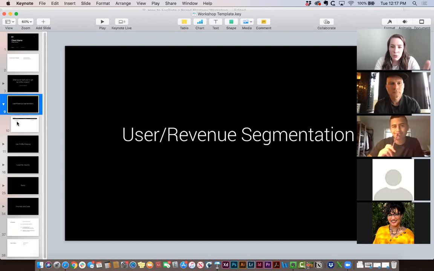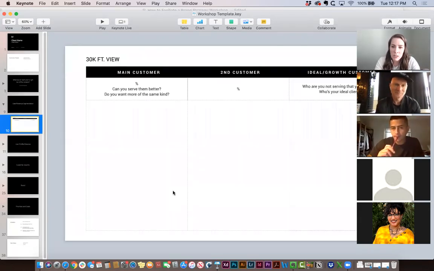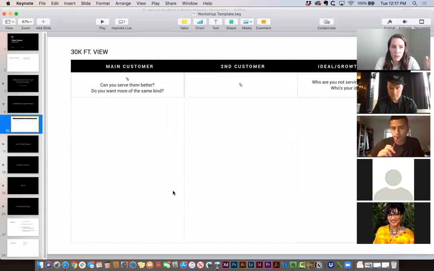So the user revenue segmentation. This is the 30,000 foot view that I start with. And what I'm trying to do here, if it's a new business, then you kind of have to use this as just a starting point. And this is really my note taking. Like, this is a structure for me to take notes. That's all it is. It's nothing special. It doesn't have to look pretty.